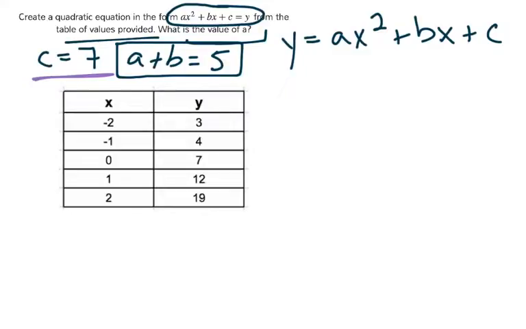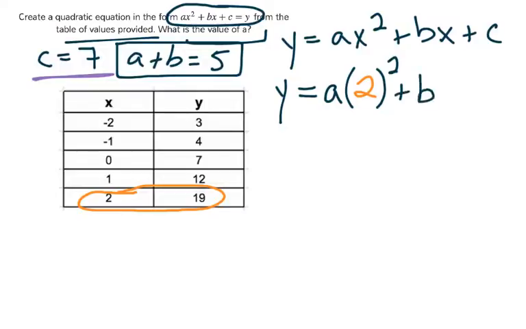Let's pick another point. I'm going to pick another easy point down here. Let's do 2 and 19. Okay, that's pretty simple. It's keeping it positive. So I'm plugging in my 2 now for x. A, and then instead of x, let's write the 2 in there.